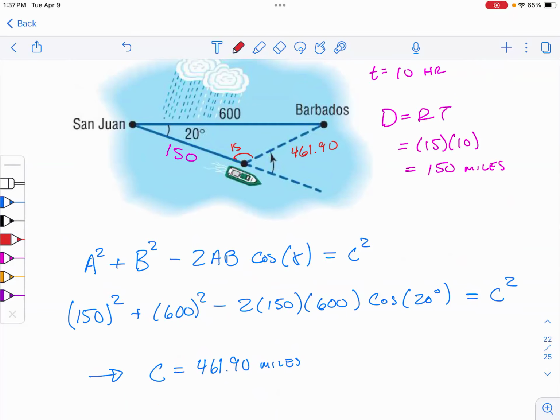That would be 153.6. And then this missing angle would then be, and that one's actually 6.4 degrees. That's all that's left.